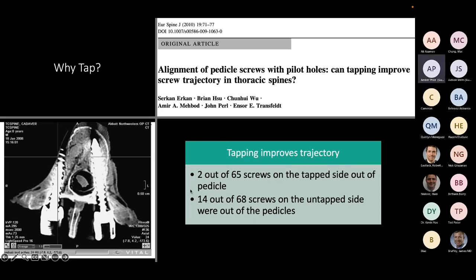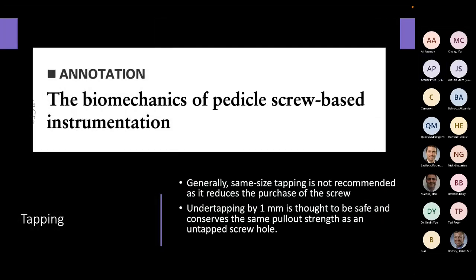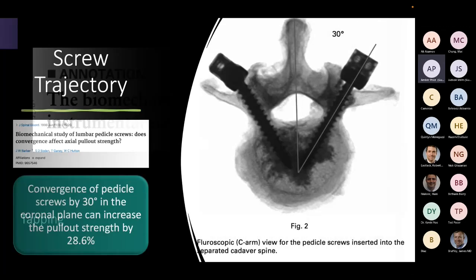This study showed that tapping improves the trajectory and that there were higher cortical breaches of the pedicle when the screws were not tapped. And so generally the recommendations are that under-tapping by 1 millimeter has been shown through biomechanical studies to be safe and conserve the pull-out strength of the screw hole, but if you tap to the same size, it will significantly reduce the purchase of the screw and increase potential screw pullout.